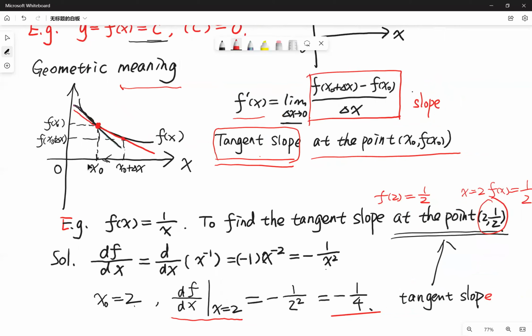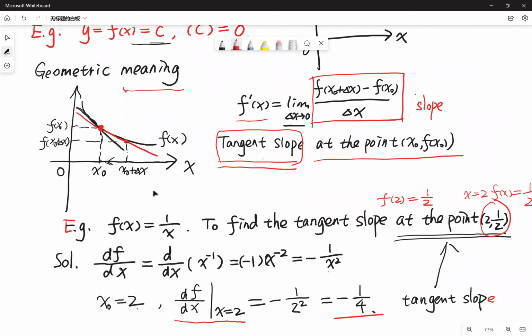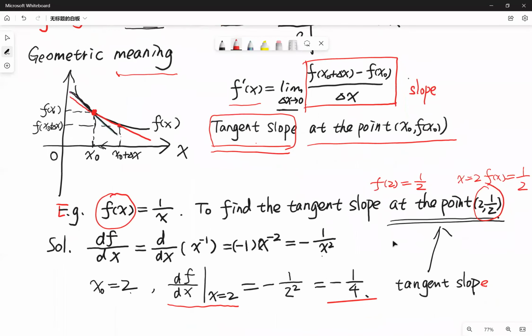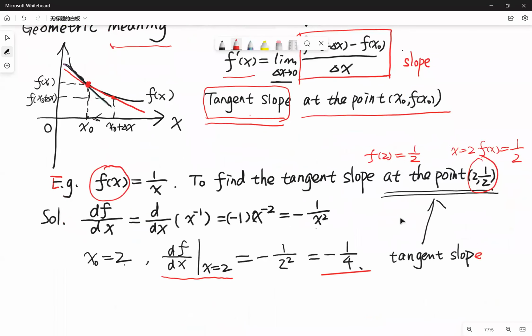Are you clear about this one? The geometric meaning here? Yeah, it's the same. When the graph of f(x) is different, you can also get this tangent slope. Most of the time, we don't need the graph in this math. Here you don't need the graph. We just need to be clear about the equations.